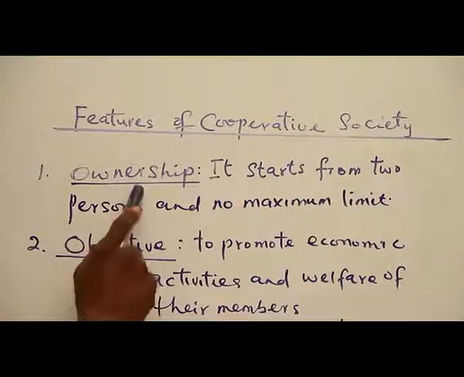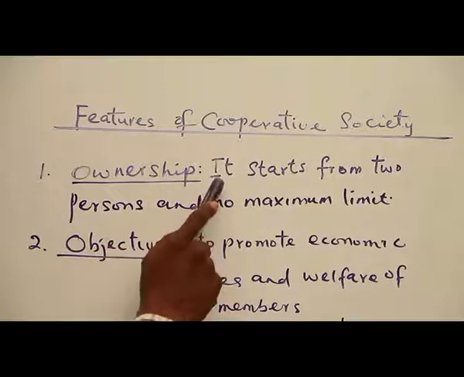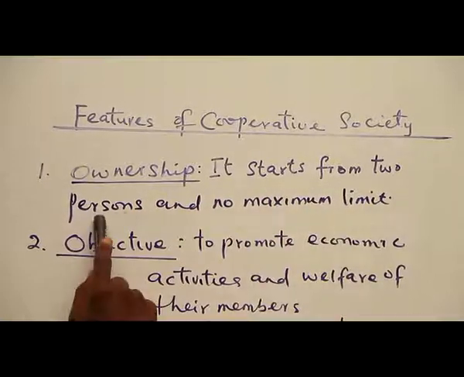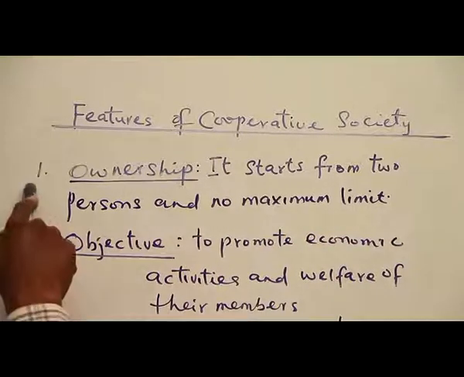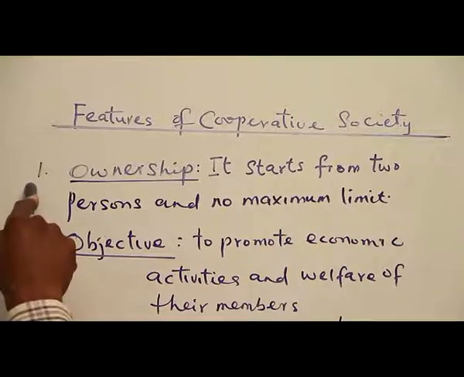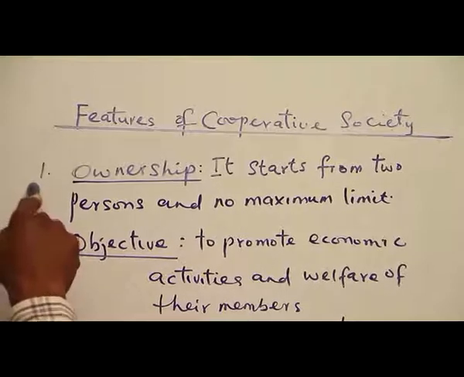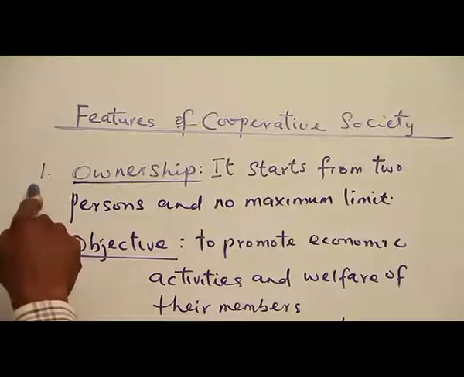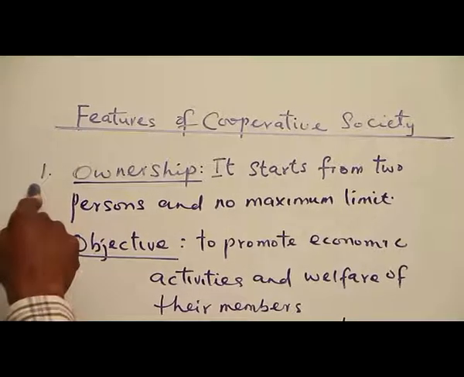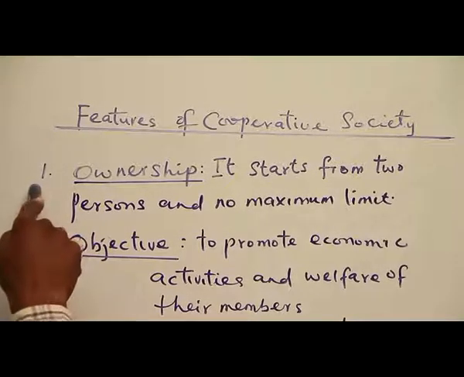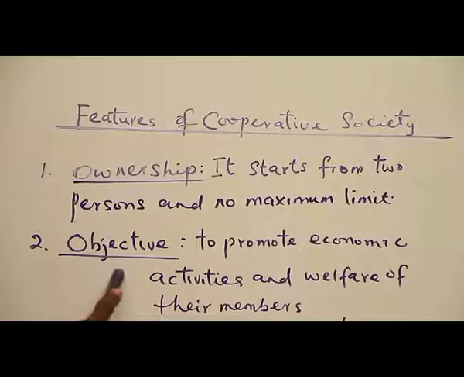Features of cooperative society. Number one, ownership. Cooperative society starts from 2 persons and no maximum limit. In terms of ownership, we have a minimum of 2 persons and there is no maximum. So far as people are interested in joining them, they will be welcome once they can meet the conditions being stipulated by the society.